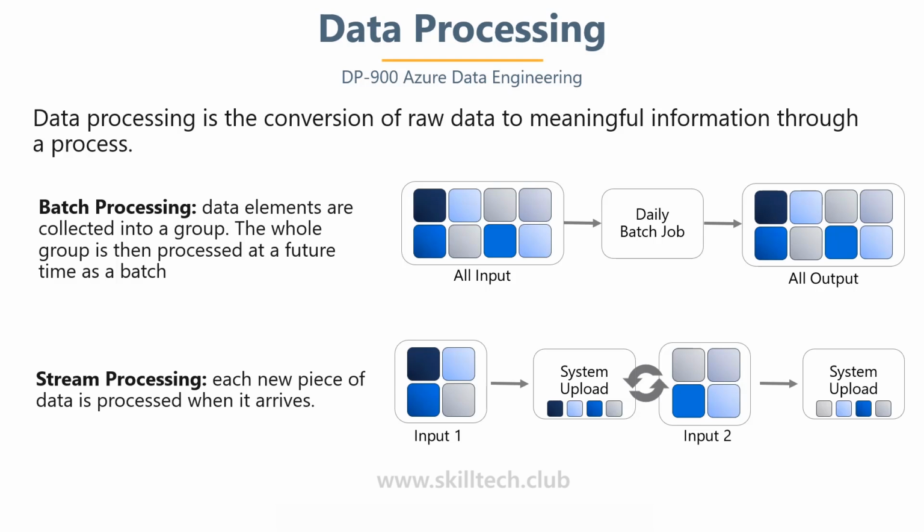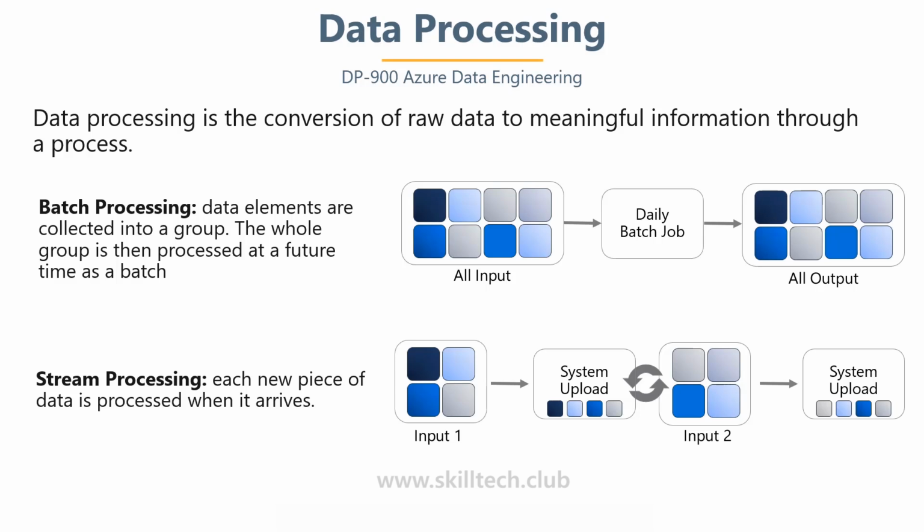Now when you have to process the data, you have two different kinds of data processing: batch processing and stream processing. Batch processing is suitable for handling large data sets efficiently. Stream processing is intended for individual records or micro batches consisting of only a few records. So when you have huge data, you focus on batch processing. When you have a limited amount of data, you can go with stream processing. In batch processing, data elements are collected into a group and the whole group is then processed at a future time as a batch. That's why we call it batch processing.